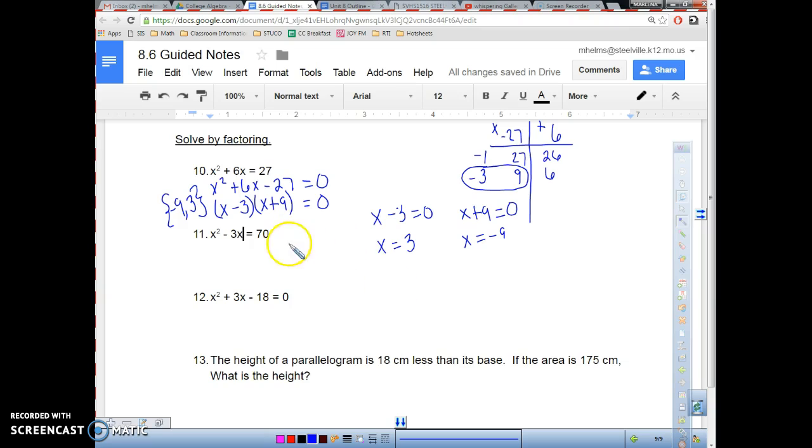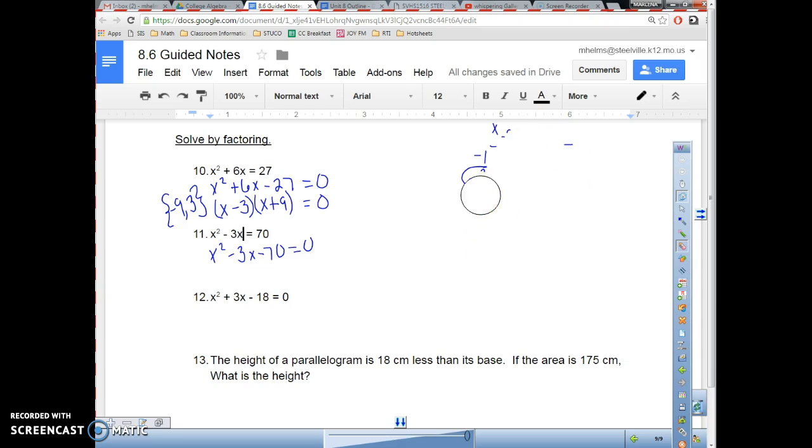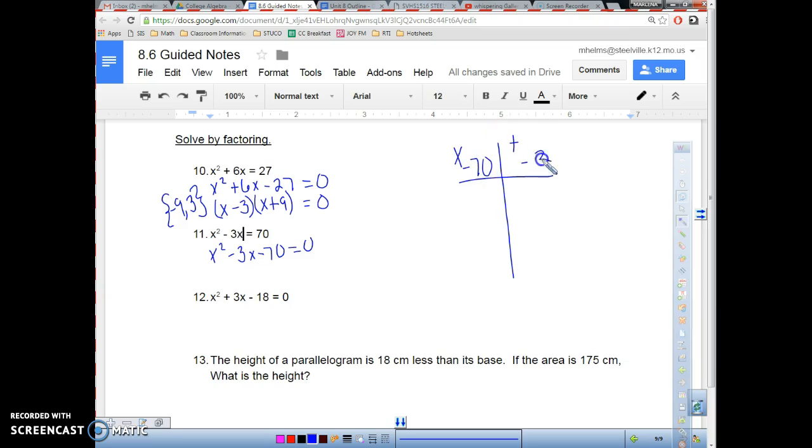Number 11, same thing, you need to subtract your 70 over. So we have x squared minus 3x minus 70 equals 0. Erase some of this. We'll make our t-chart. We want something that'll multiply to give us negative 70 and add to give us negative 3.